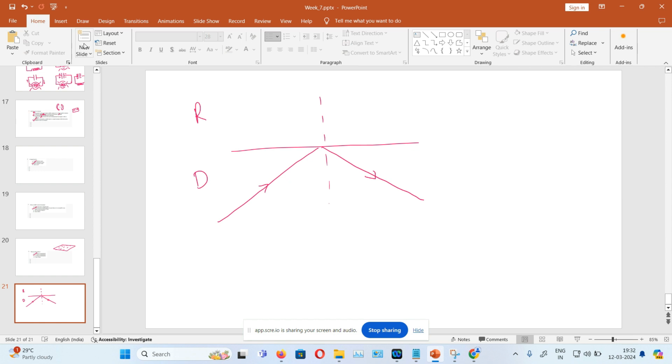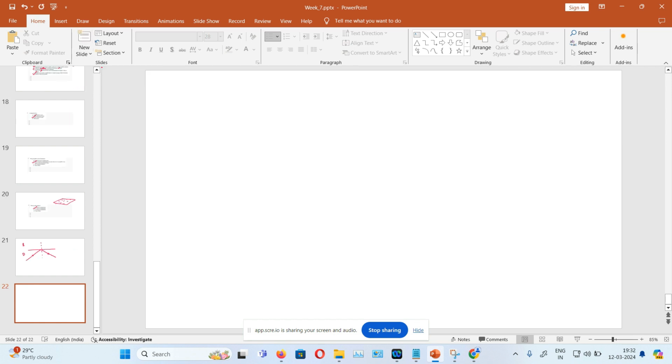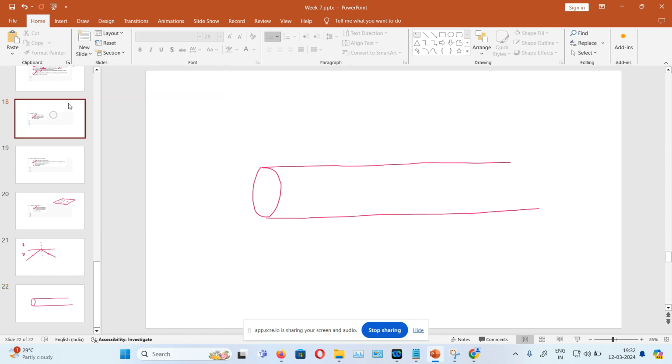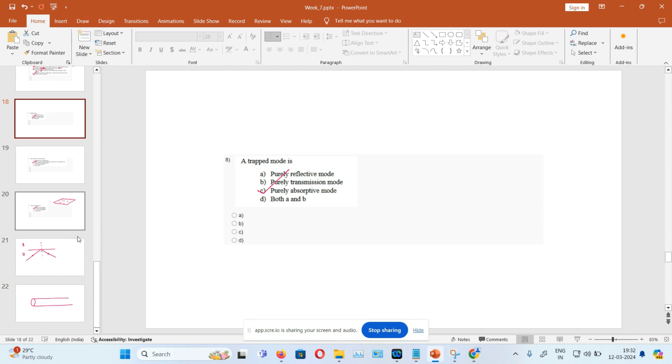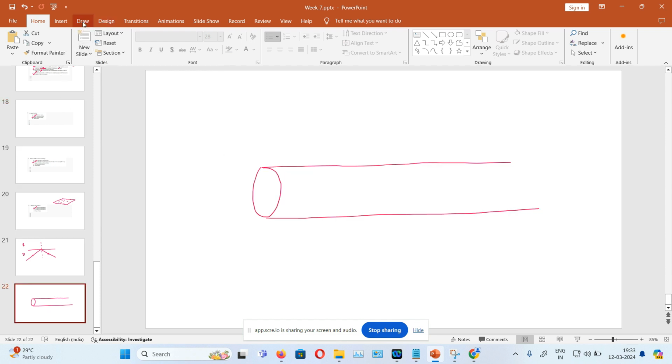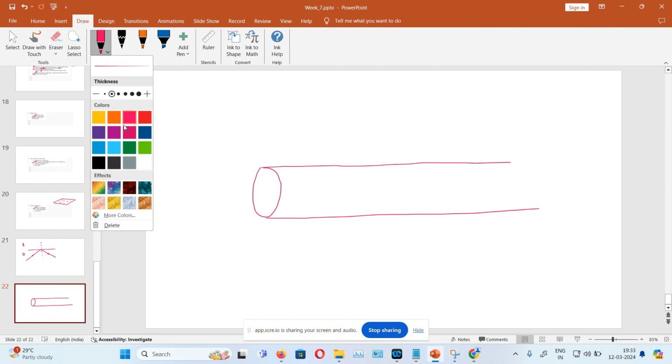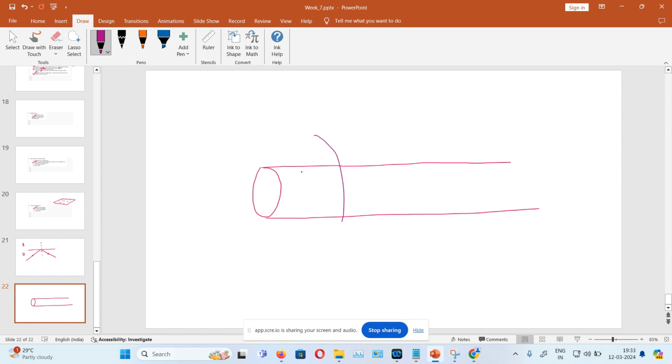So this is the principle of optical fiber. It will have a cylindrical core, which is made of glass or quartz, and which is surrounded by a rarer medium called cladding.